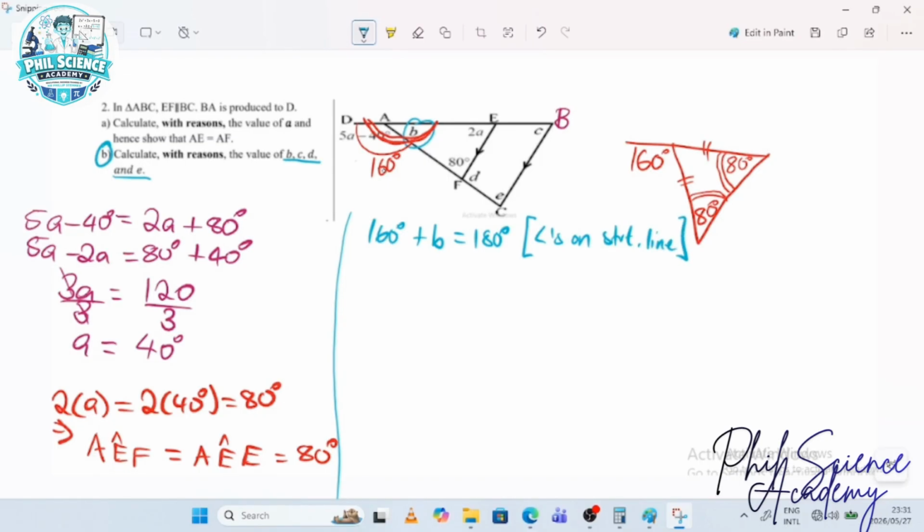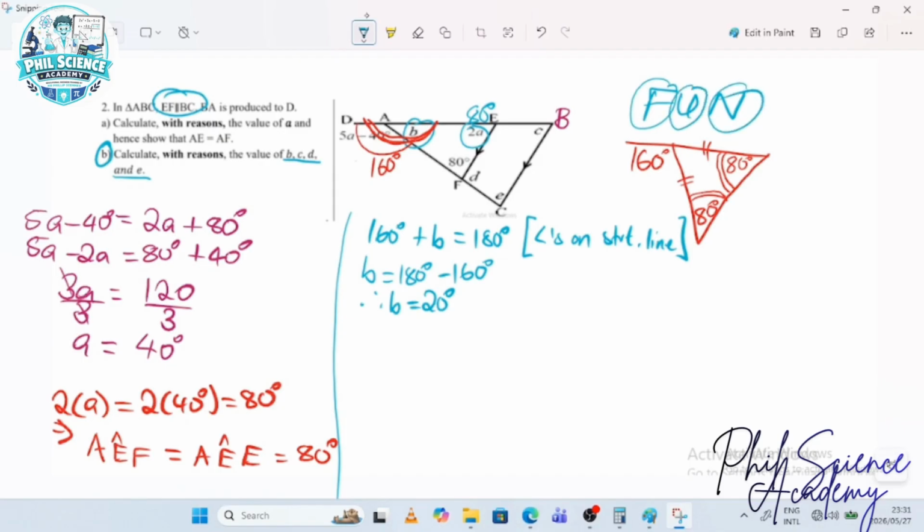So basically here we're just going to solve for B. We'll take this 160 to the right hand side, giving us B equals 180 minus 160 degrees. Therefore our B will be equal to 20 degrees, right? Remember here we already found that this angle is 80 degrees. And here we have parallel lines, since we're given that EF is parallel to BC. When we see parallel lines, what comes into our mind? F, U, N: corresponding angles, co-interior angles, and alternate angles. So let's go ahead and use that.